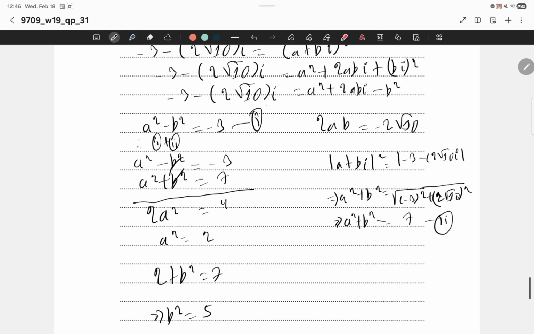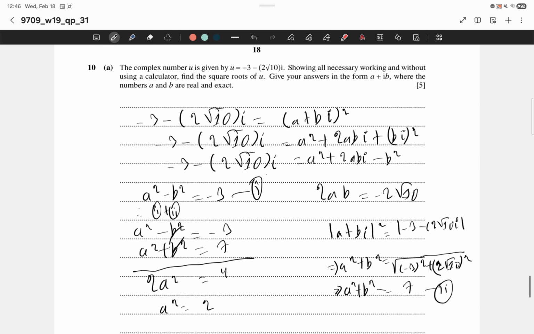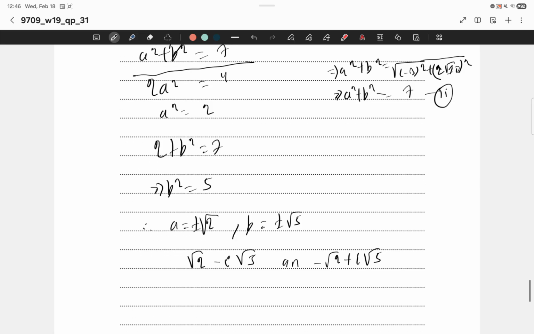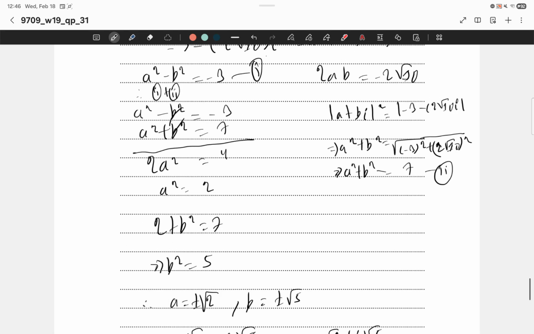I don't know about you guys, but if I did the substitution method, say b is equal to negative root 10 by a, and then put that in these equations, I would eventually end up with an equation like this: a to the 4 plus 3a square minus 10 is equal to 0.